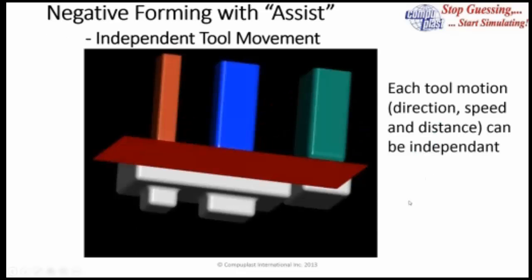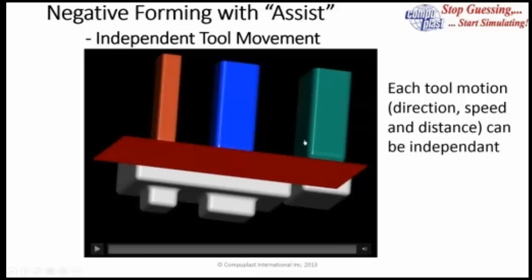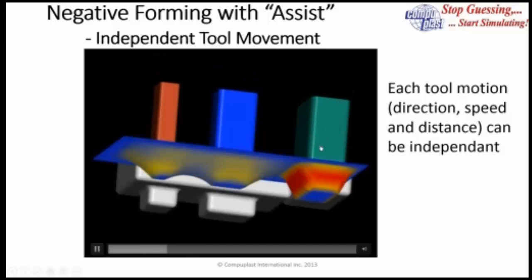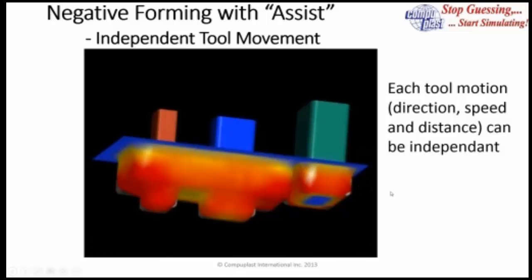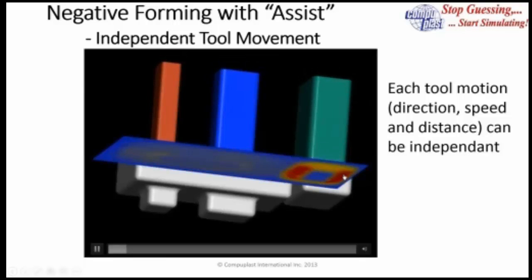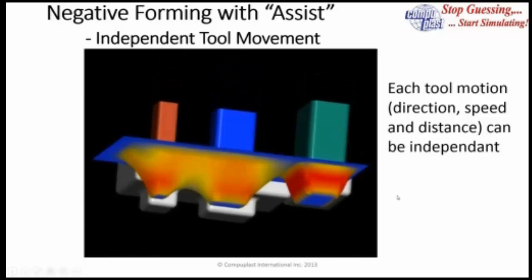In addition to assist forming, and to take it one step further, as I mentioned, the TSIM software has 20 independently moving tools. So if your machine has the capability, you can actually have the assists move to different positions and different speeds and even different directions depending on how complex the part is. So if you have some articulated tooling or something that's a little bit more elaborate, based on the fact that each tool can move in its own direction, we can deal with very complex forming situations.